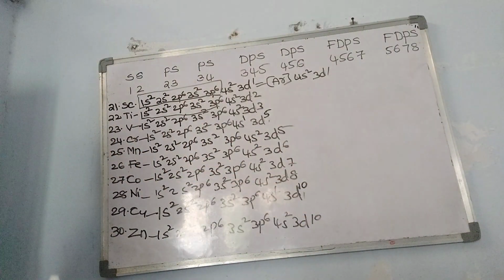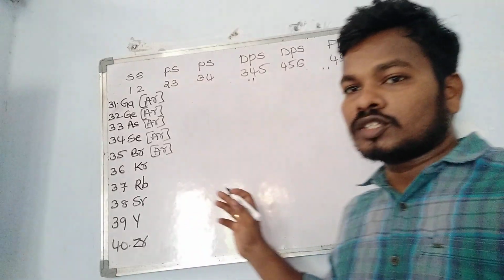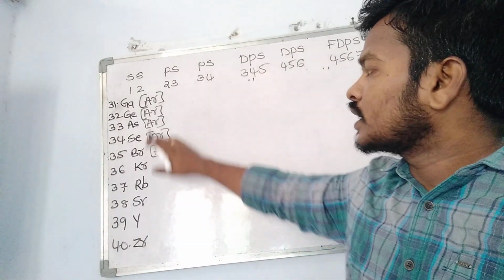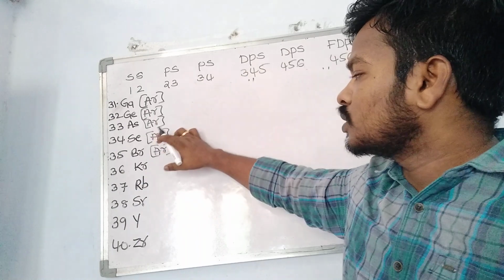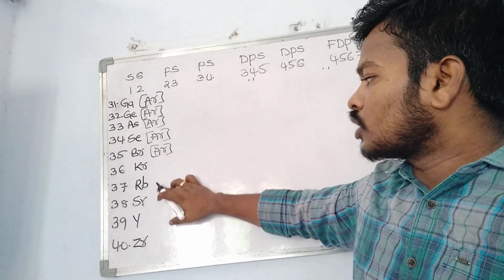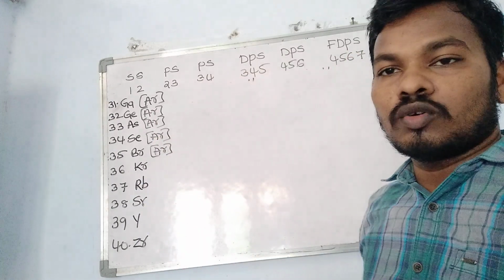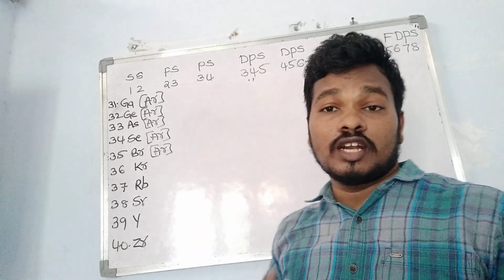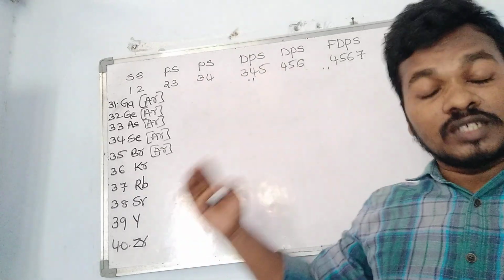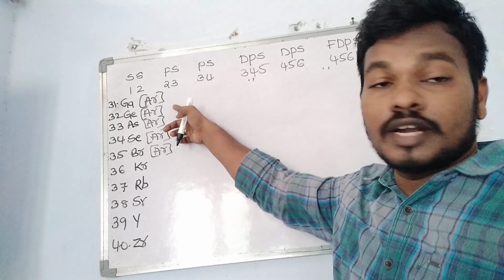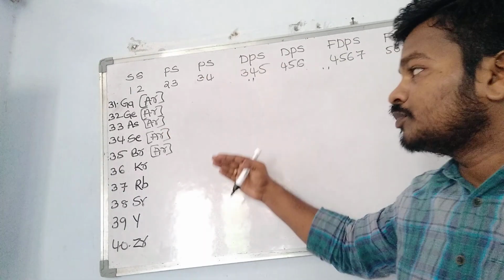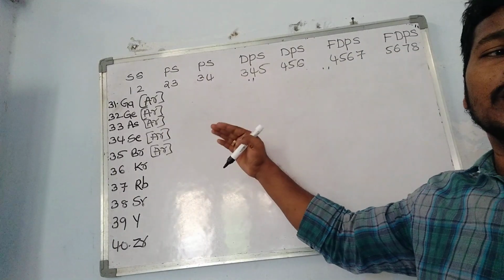You can write. Now you can see the 31 to 40. We have to write the elements like this: gallium, germanium, arsenic, selenium, bromine, krypton, rubidium, strontium, yttrium, and zirconium. Instead of writing 1s2, 2s2, 2p6, 3s2, 3p6, I am writing the condensed form, argon. So the 30 elements end with argon.